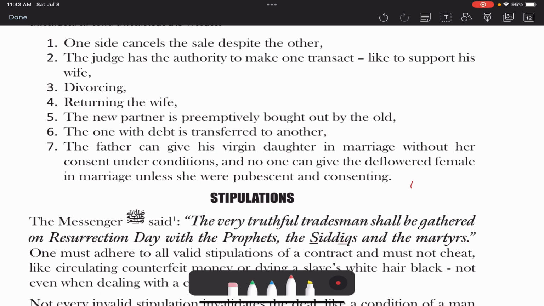So among the conditions is that the man is a match for her in the first place. So for example, if she's royalty, her father doesn't marry her to a trash man. So that's one condition. Another condition is that there's no enmity between father and daughter. Like they don't hate each other.